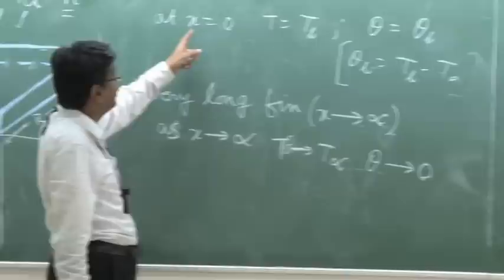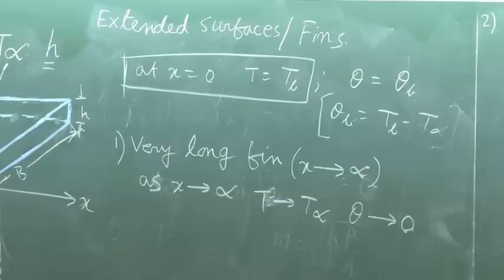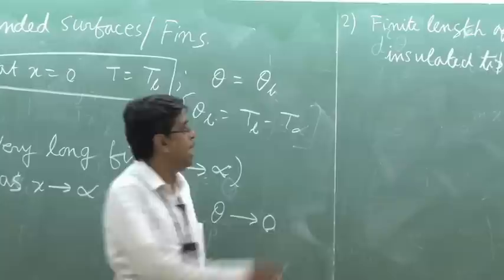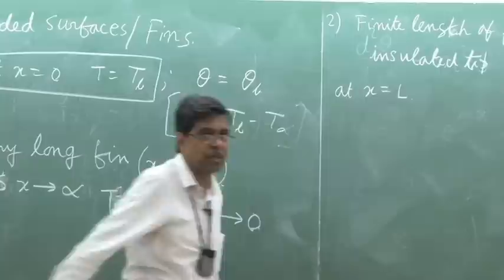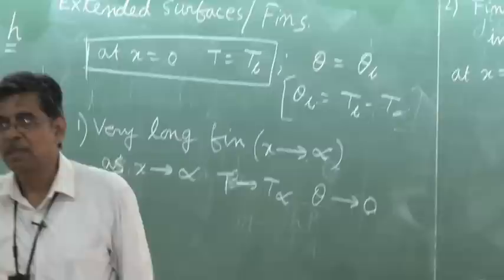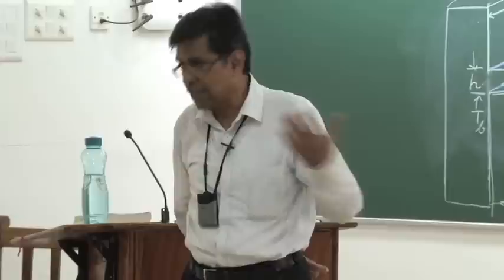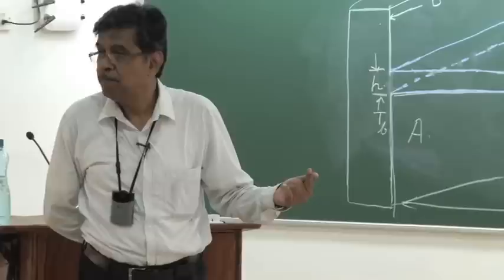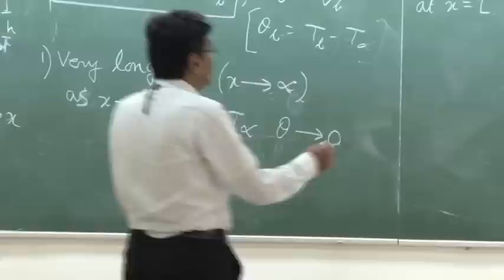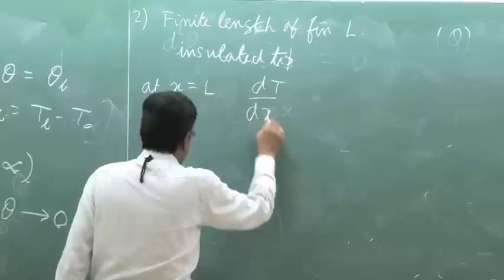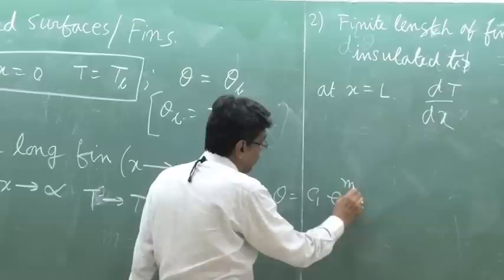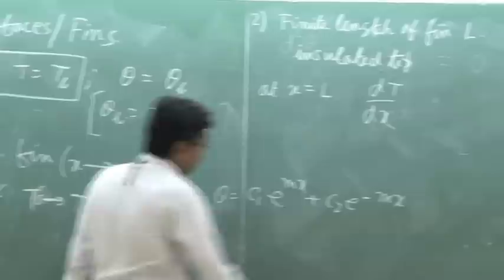So this boundary condition is common to all: base temperature Tb. So what is the second boundary condition in this case? Please tell. At x equal to L, what is the boundary condition? It is insulated. In which form will the boundary condition come? If it is insulated, it means no heat transfer. Please, anybody? Flux zero, in terms of the temperature equation I have to solve. dT dx is zero, you tell that. Because I have to solve which equation? Theta is C1 e to the power mx plus C2 e to the power minus mx. I have to solve this equation. Let me write this here.